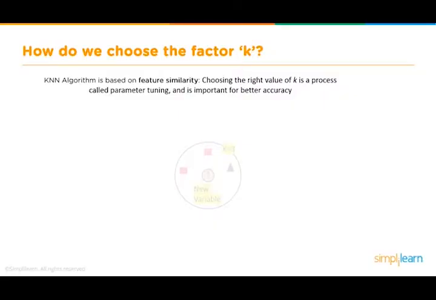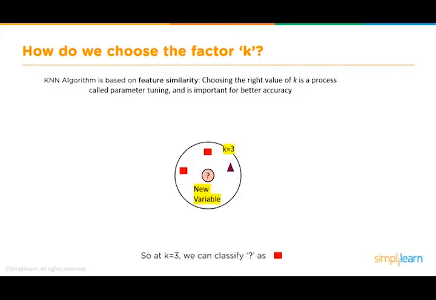How do we choose the factor K? The KNN algorithm is based on feature similarity. Choosing the right value of K is a process called parameter tuning and is important for better accuracy. So at K equals 3, we have a question mark in the middle, and we classify it as either a square or, in this case, a triangle. If we set K equals 3, we look at the 3 nearest neighbors. We're going to say this is a square.